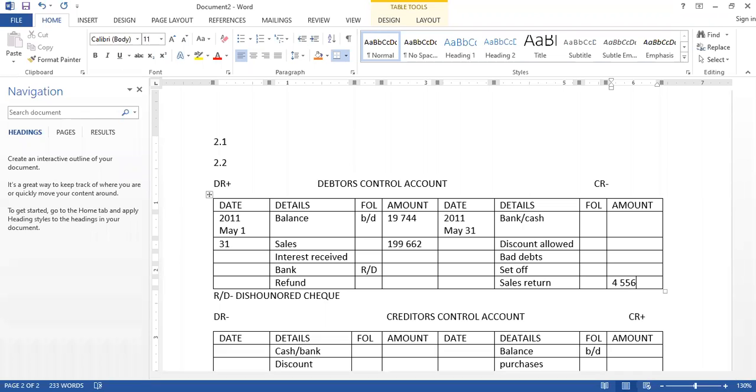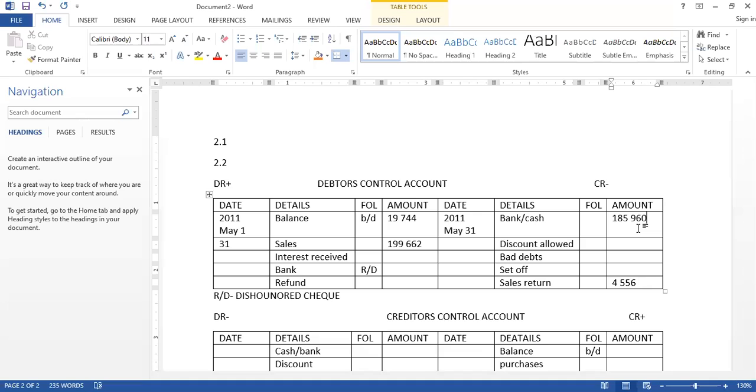And then from there we have purchases returns, which go in our creditors. We have checks and cash received from customers. This simply means that our debtors paid off their accounts. So you are told it's bank or cash, and the amount is 185,960, the checks and cash that we received.